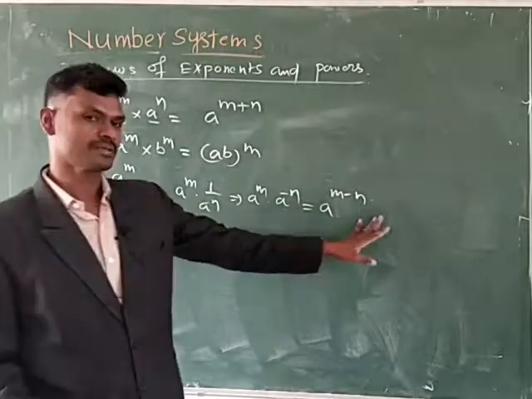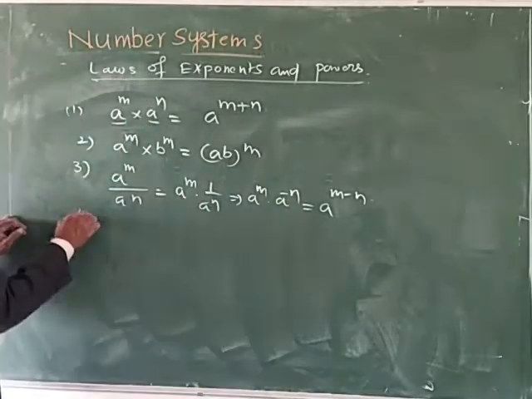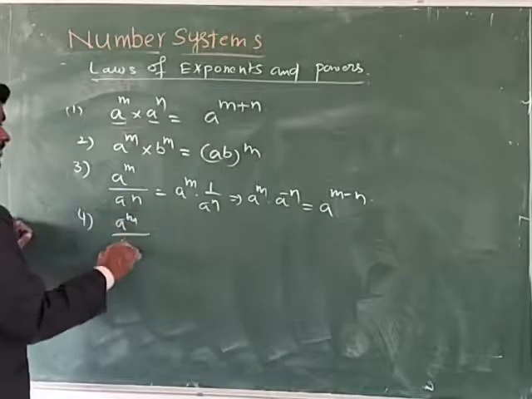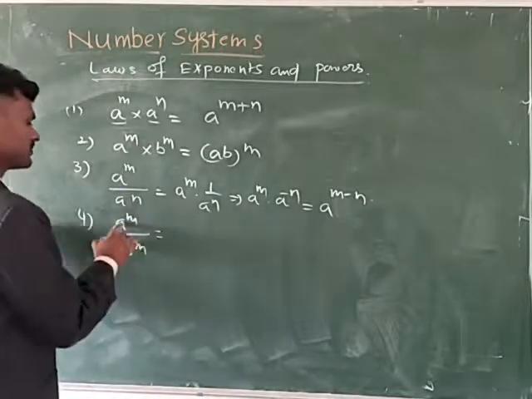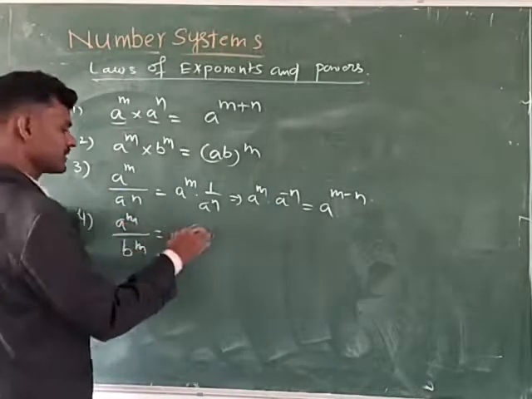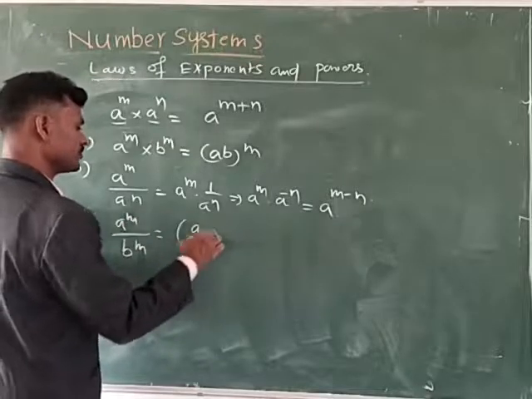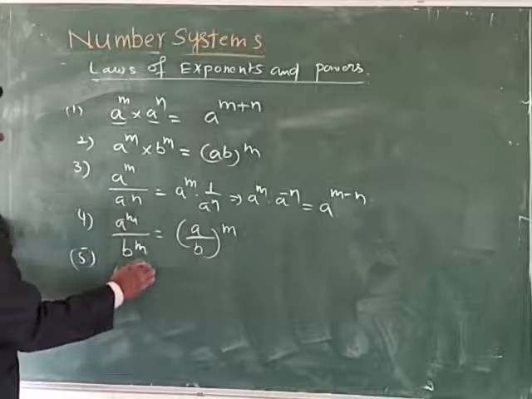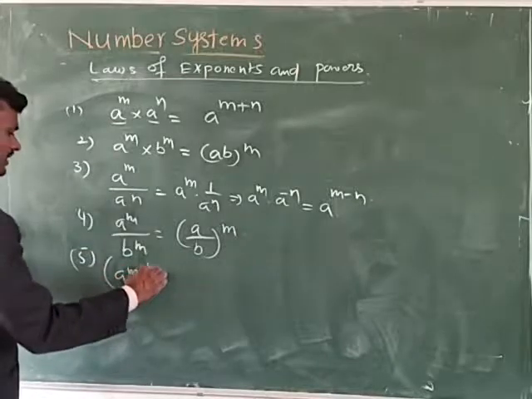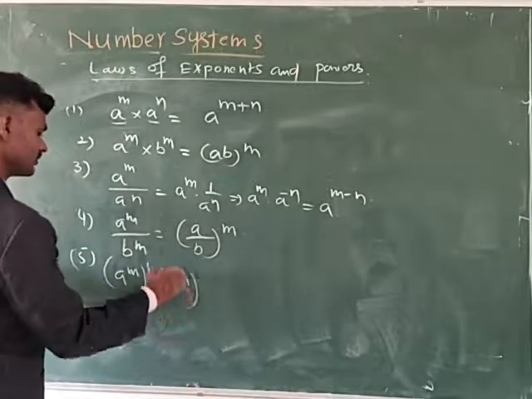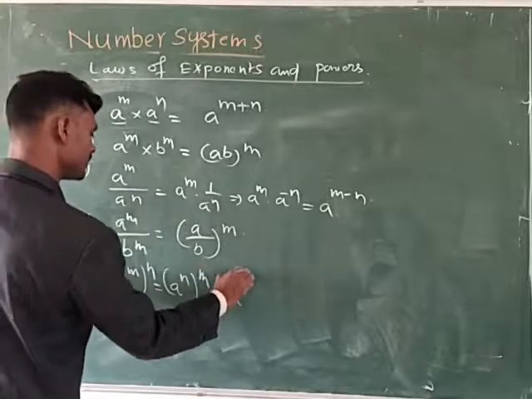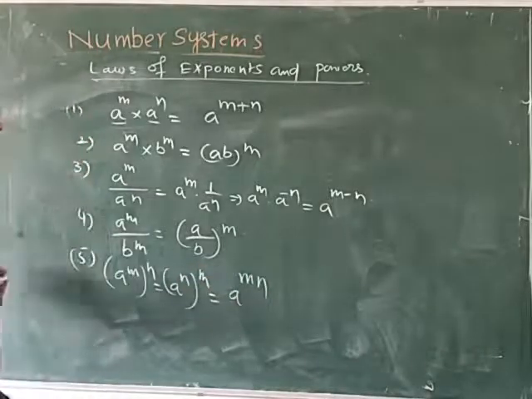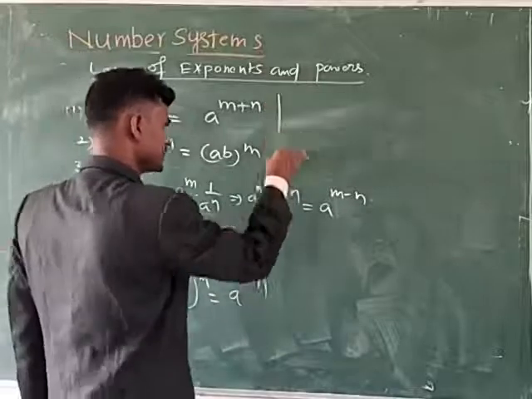Next one is a power m by b power m. Here different bases having the same power, you can write a by b whole power m. Next, a power m whole power n is written as a power n whole power m, or a power mn.